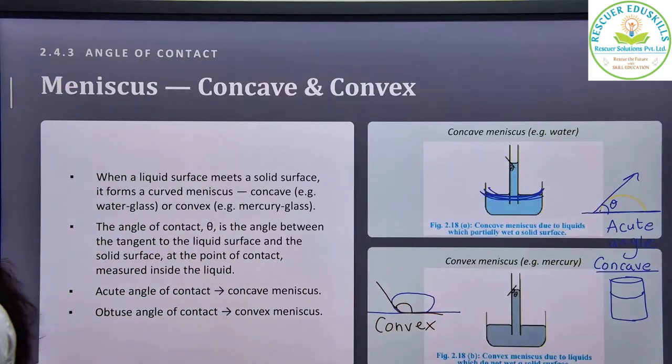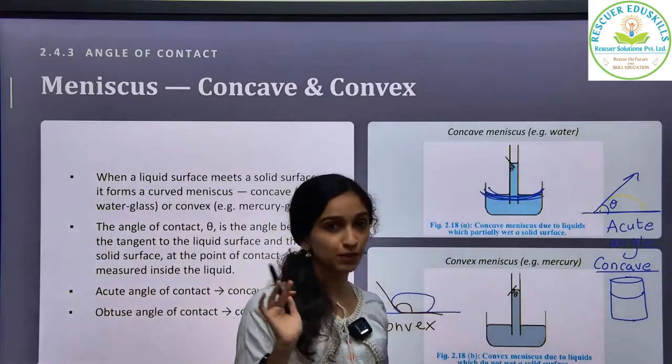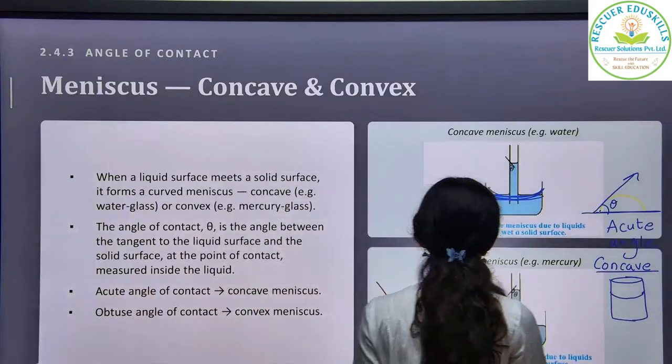So as you can see, the mercury doesn't wet the surface, and this liquid, mercury, doesn't even create an impression. Okay, so this is the property.